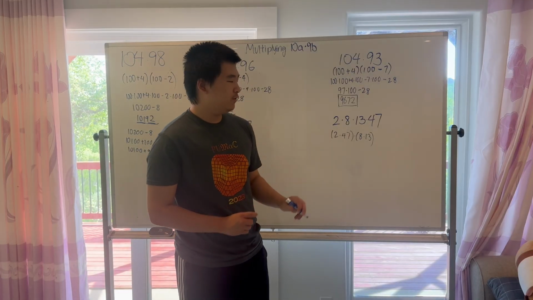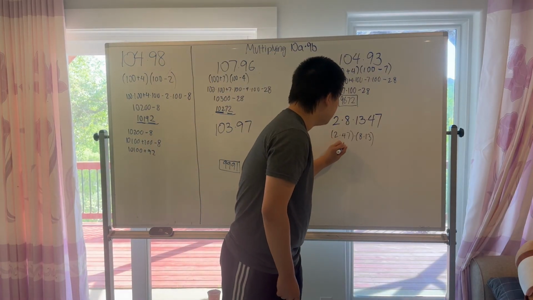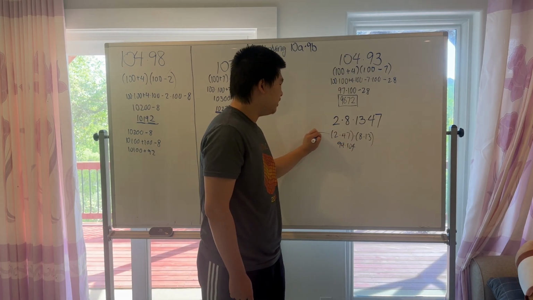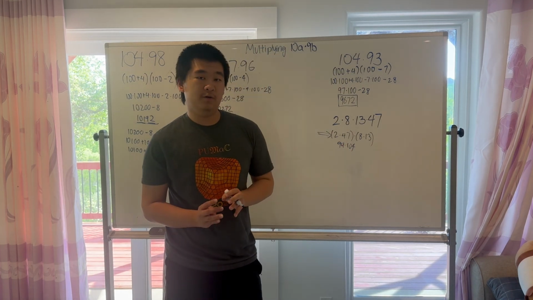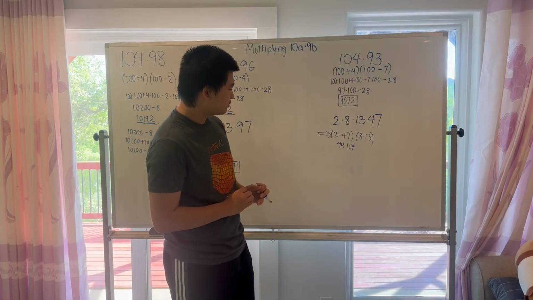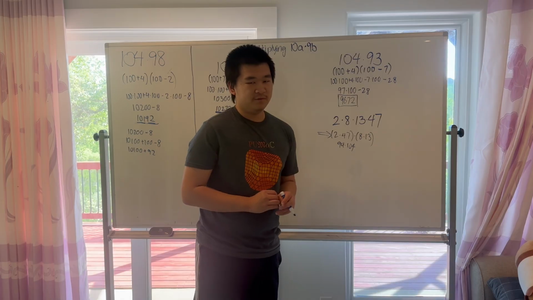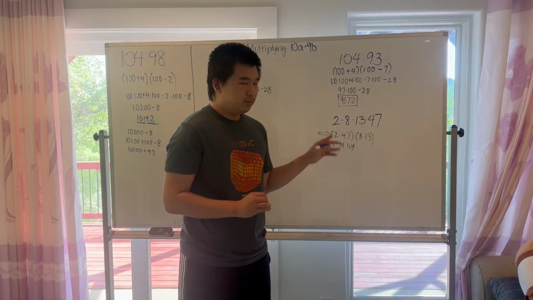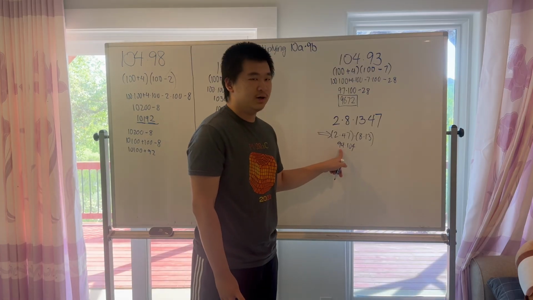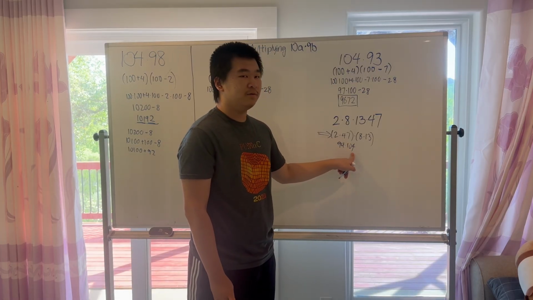2 times 47 is 94. 8 times 13 is 104. And sadly, these are things that you'll just have to know for these problems. So practice those times tables. 94 and 104. So let's do it in our head. No scratch work allowed, right? 94 is a minus 6. 104 is a plus 4.